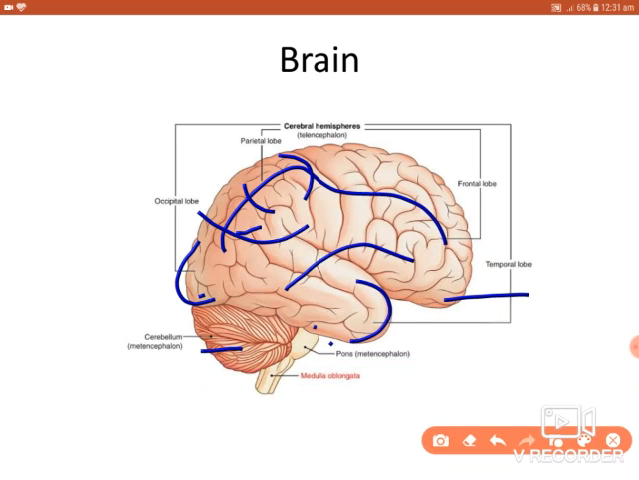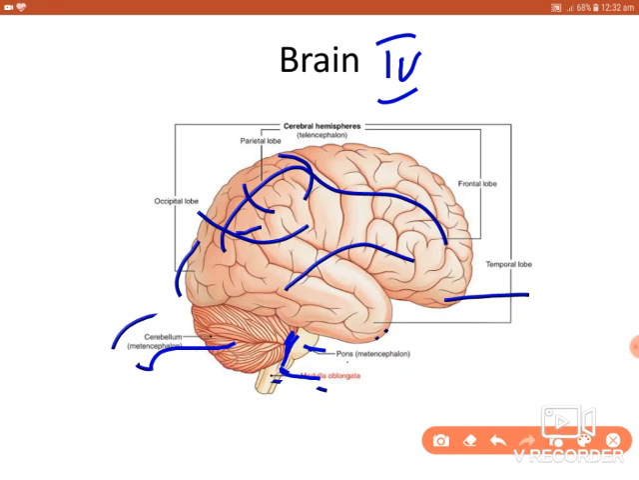Then posteriorly here this is the cerebellum. Anteriorly you can see this is the pons and the medulla. Above the pons there is the midbrain, embedded by this temporal lobe. Then you can see posteriorly here this is the cerebellum. Anterior to the cerebellum there is the pons and the medulla. This forms the hindbrain. So the cavity between the cerebellum and the pons and the upper part of the medulla, that is the fourth ventricle. So the cavity of the hindbrain is this fourth ventricle.